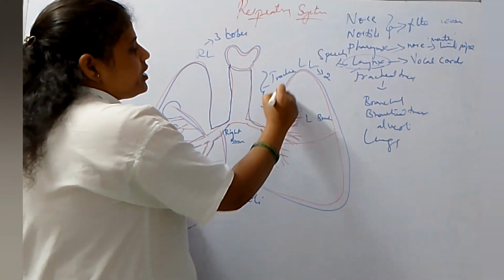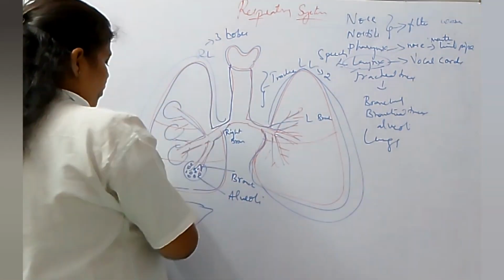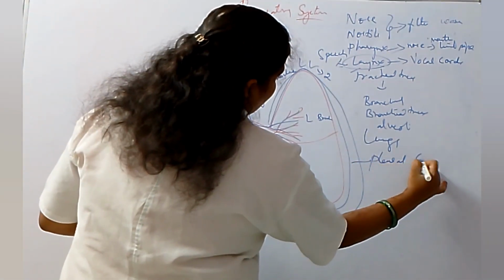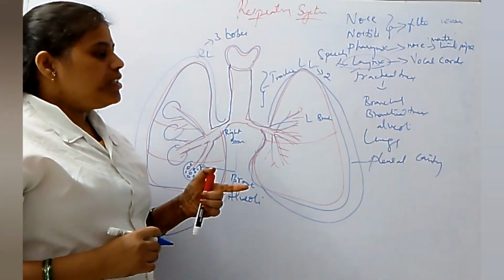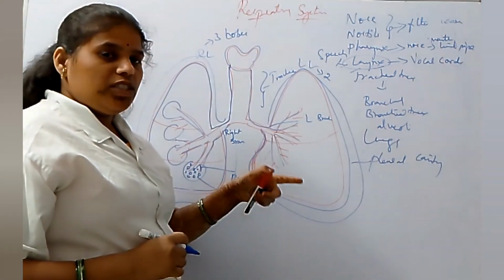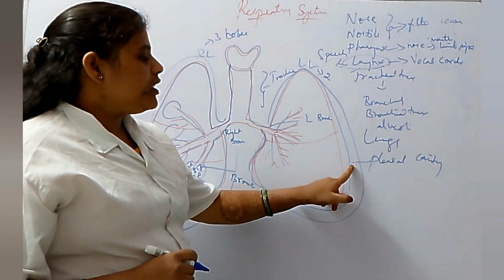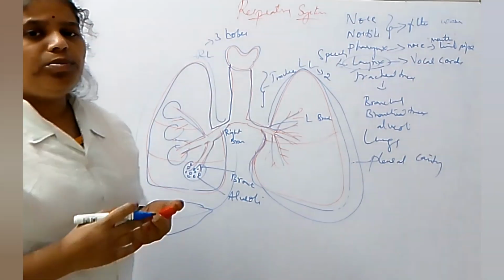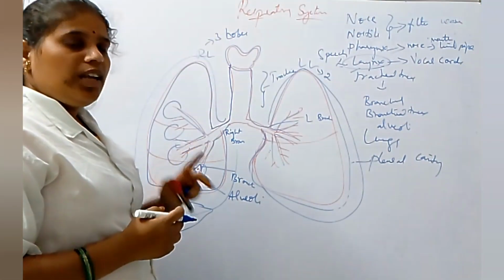Lungs are surrounded by a pleural cavity. The lungs are covered by a double layer membrane, which is the pleura, which has a pleural cavity. Inside the pleural cavity we have the pleura. This lubricates the lung and gives protection from the outer surface to the lungs.